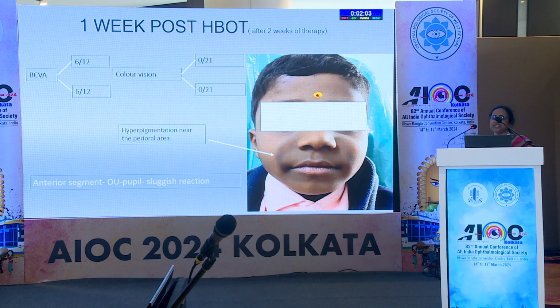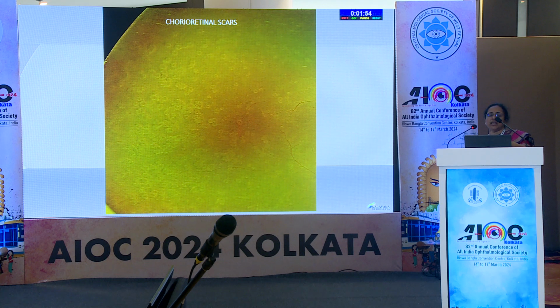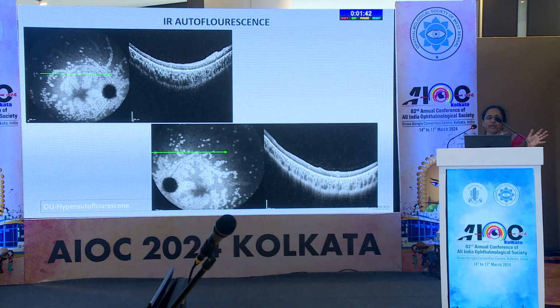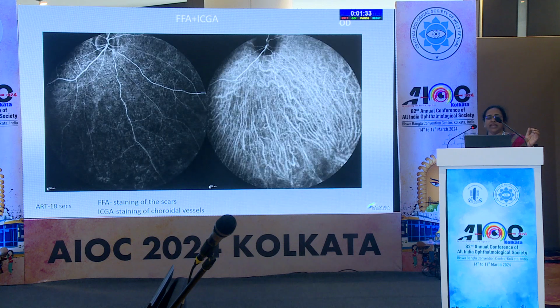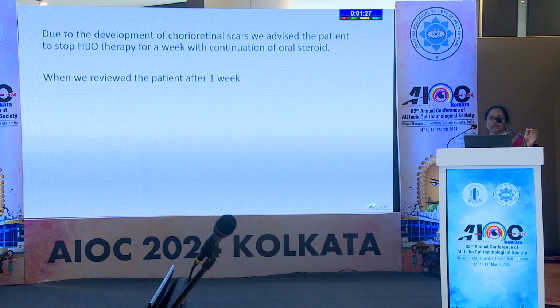There was hyperpigmentation near the perioral region, which you noticed. Anterior segment was fine. However, we could see chorioretinal changes, scar-like lesions starting to develop in the periphery. At that point, because the patient had increased pigmentation in the fundus and also in the perioral region, we stopped the hyperbaric oxygen therapy for 1 week. Autofluorescence shows hyperautofluorescent lesions in both eyes. FFA shows staining of the scars and the choroidal vessels, both FFA and ICG in both eyes. So due to the development of chorioretinal scars, we advised the patient to stop the hyperbaric oxygen therapy and reviewed the patient after 1 week.